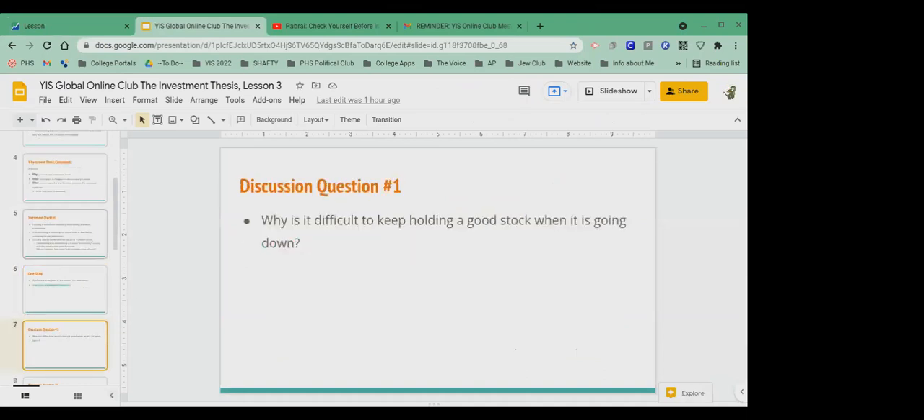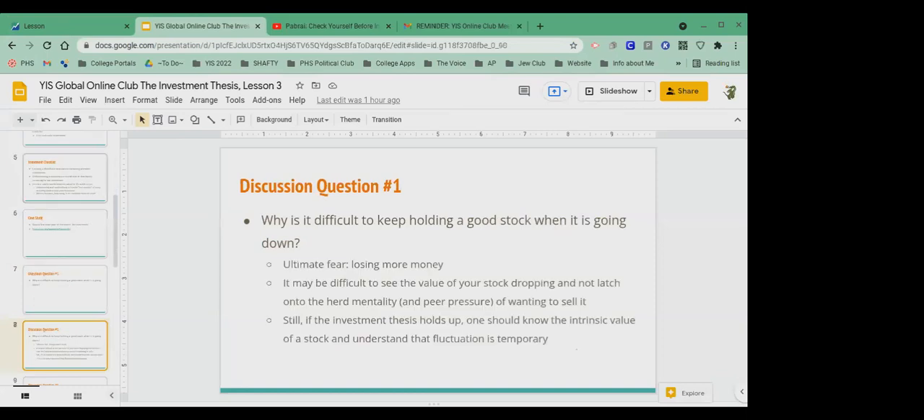So the first question is, why do we think it's difficult to keep holding onto a good stock when it's going down? And to this question, I say the ultimate fear of a stock price going down is an investor losing money. And it's very difficult to see the value of a stock dropping and not latch on to this herd mentality that I explained earlier. The herd mentality is related to peer pressure and wanting to sell a company because everybody else does sell that stock. When the stock price goes down, that instills a lot of fear and emotion in investors who don't want to lose money, and they decide to sell.